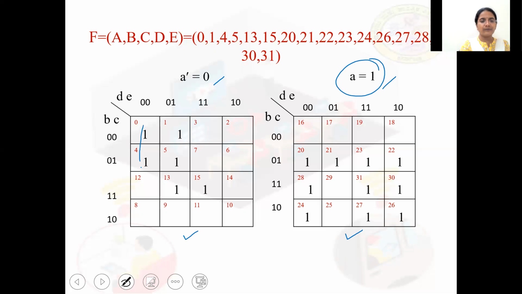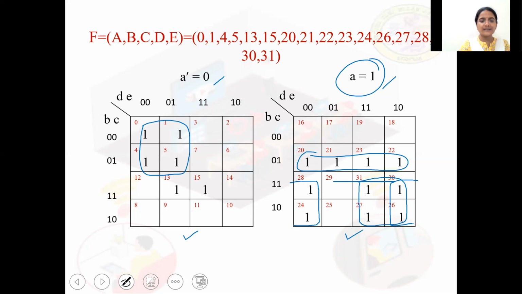And now 0, 1, 4, 5 forms one group. 20, 21, 22, 23 forms another group. 31, 27, 30, 26 forms another group, which is a quad. 28, 24 should be grouped with 30 and 26, which forms another quad.